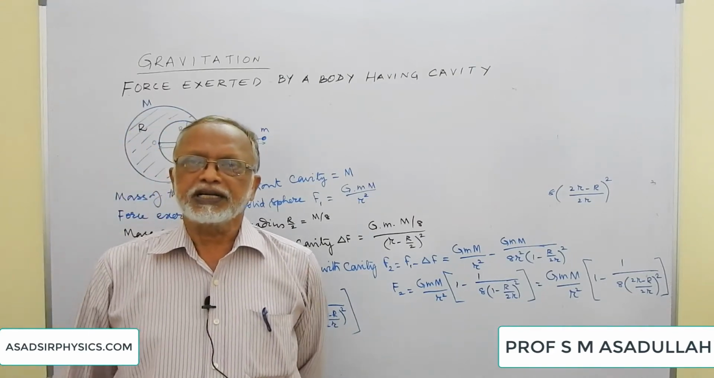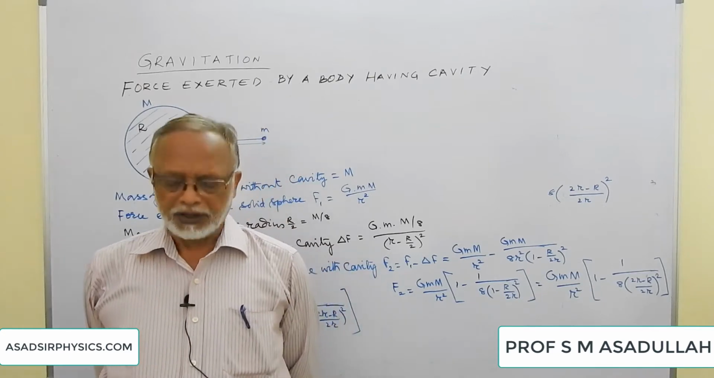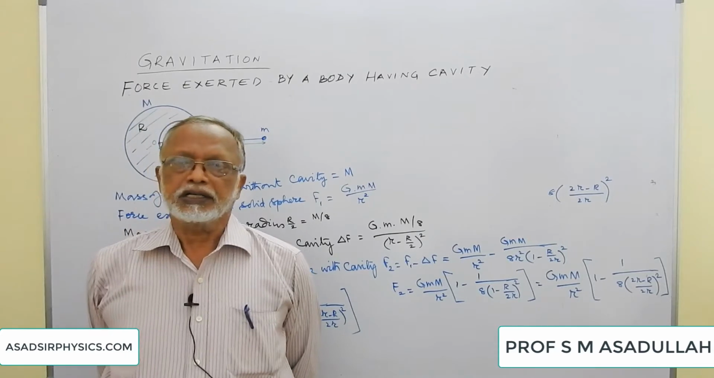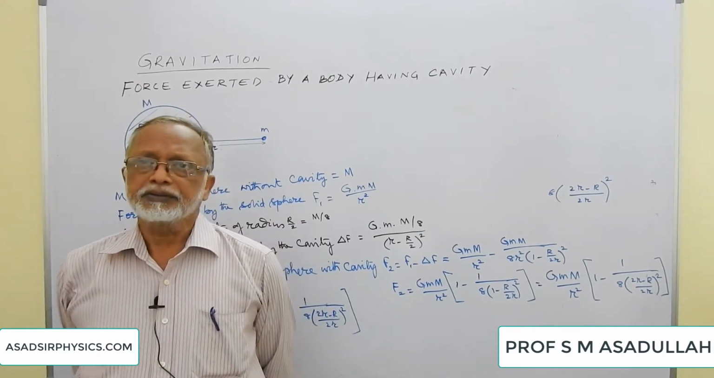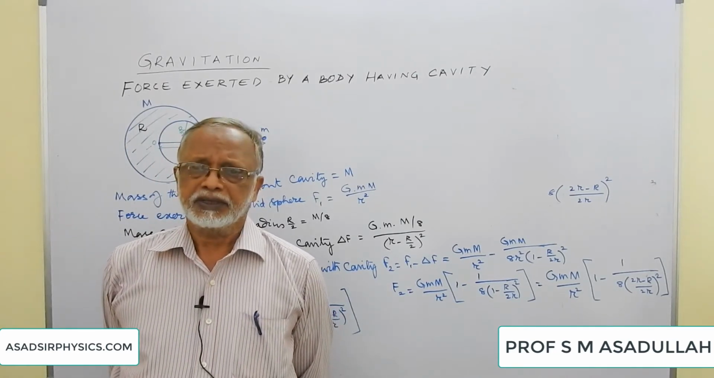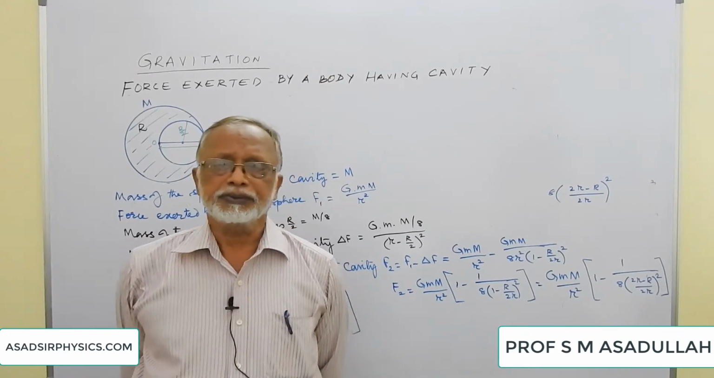So far we have considered gravitational force between two point masses and gravitational force between a solid sphere and a point mass. Now we get a doubt. What will happen if the solid sphere has got a cavity? Then how to calculate the force?